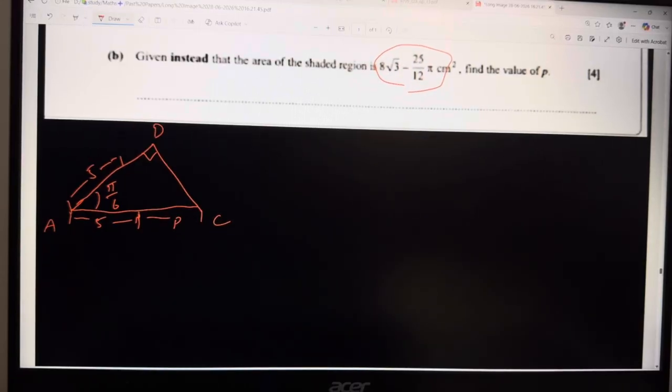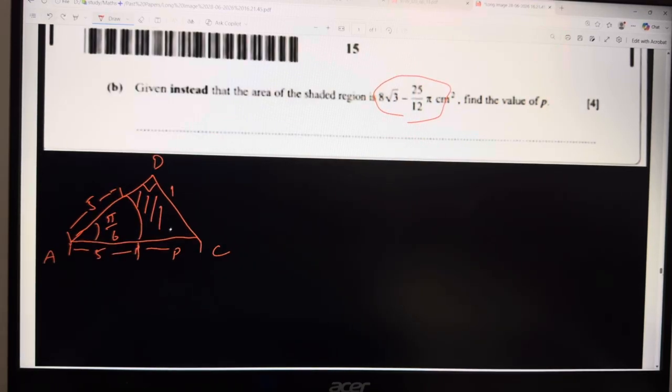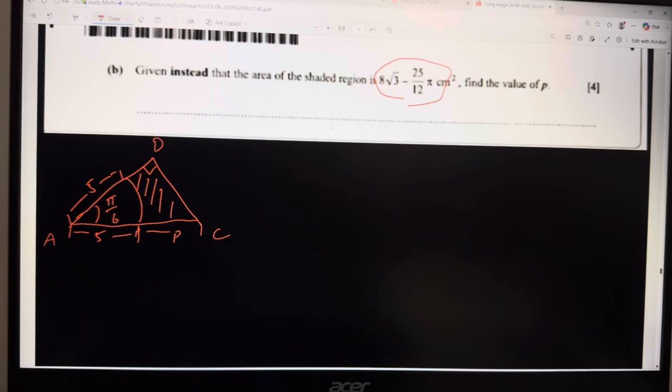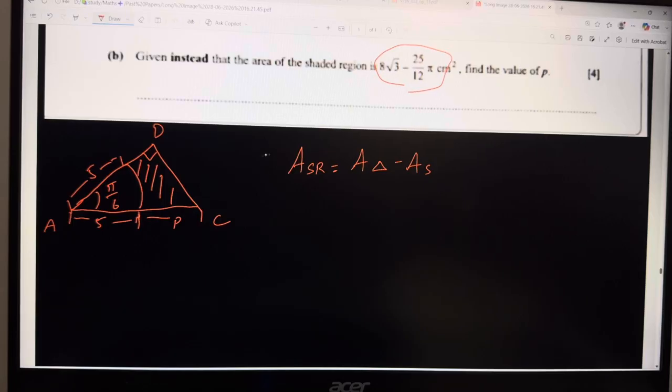Now the area of the shaded region, this part, is such that it is this. So we find the equation: area of the shaded region is equal to area of triangle minus area of sector. Because this is a triangle, and area of triangle minus this area gives us the shaded region, and we know the shaded region.